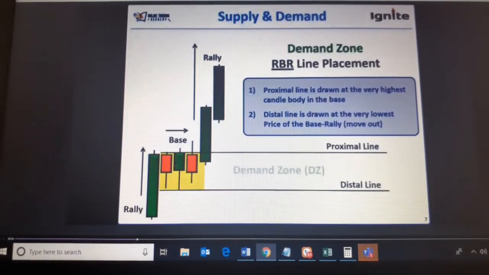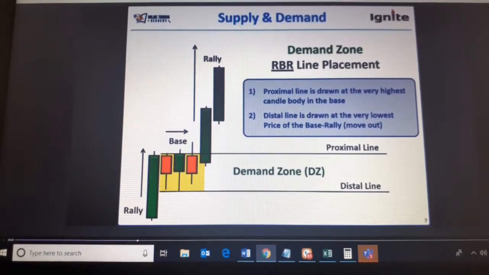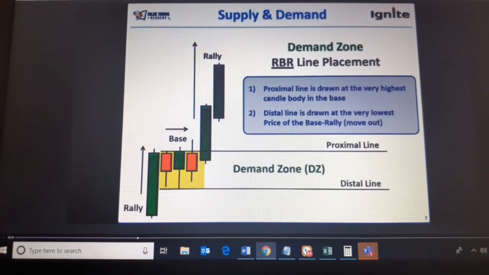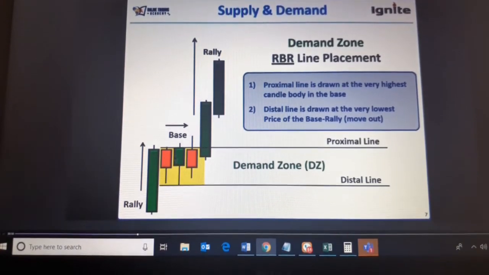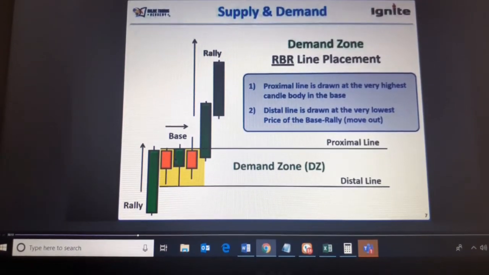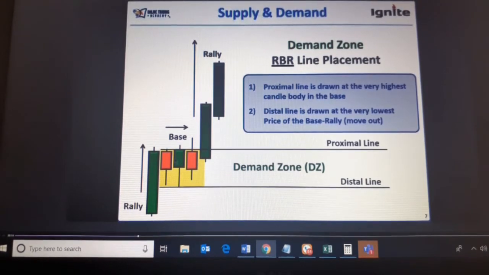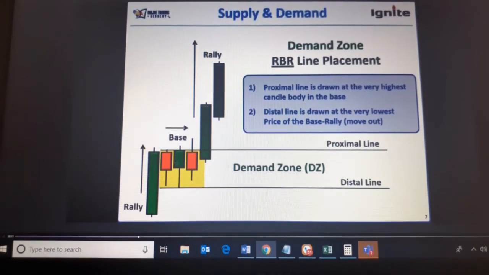Now, there is a slight difference when you draw the distal line in case of a continuation pattern. In case of a continuation pattern, the proximal line will be the same, at the very highest body in the base.